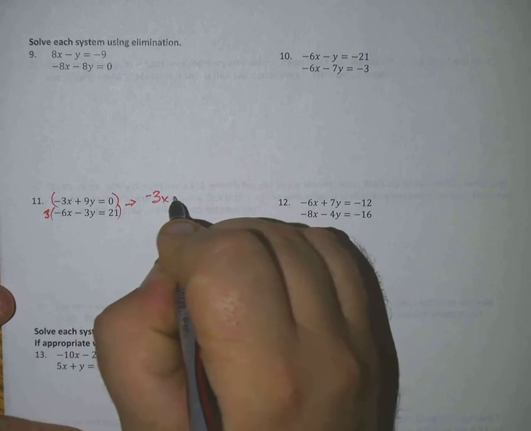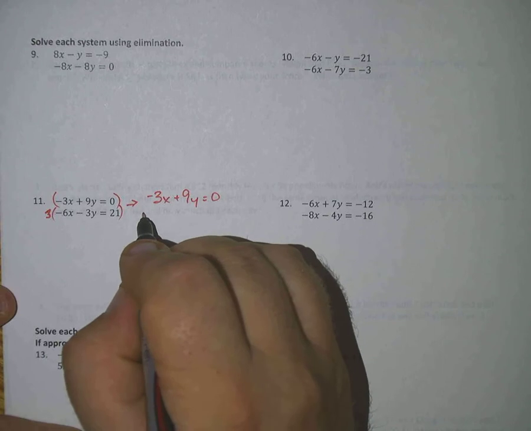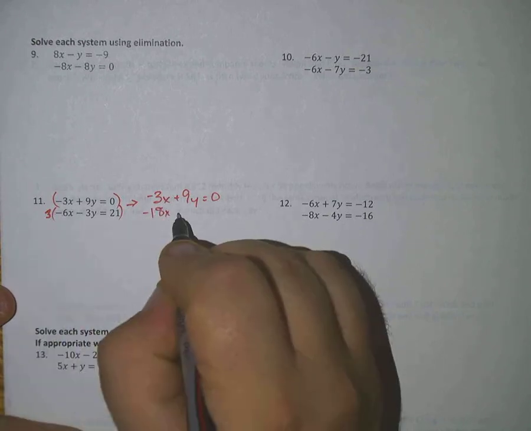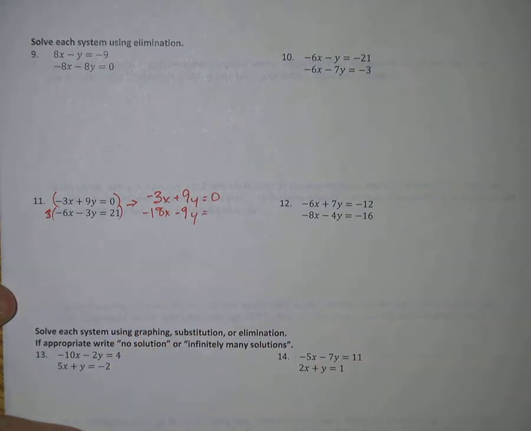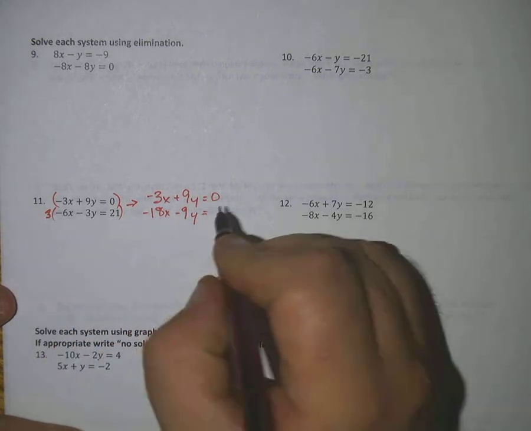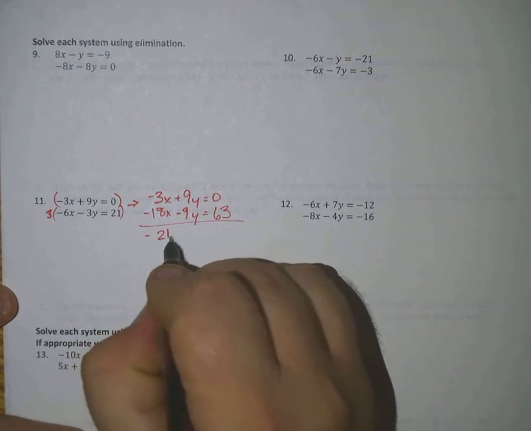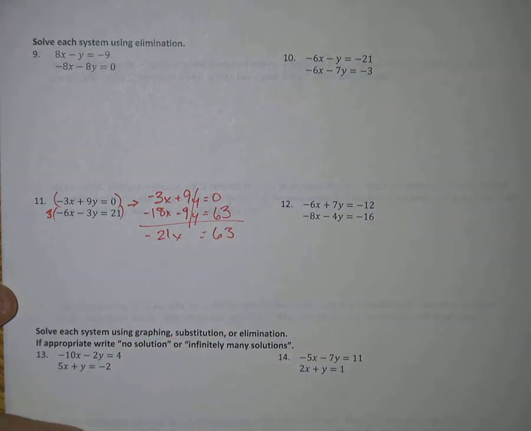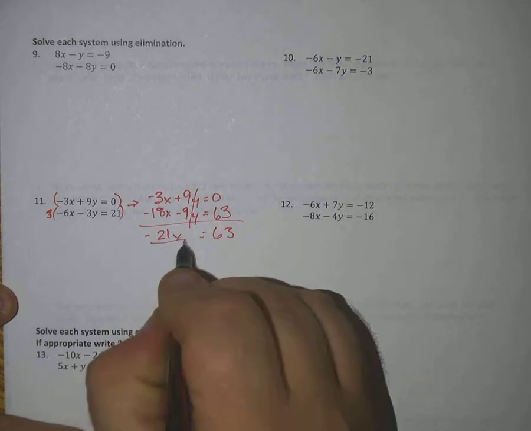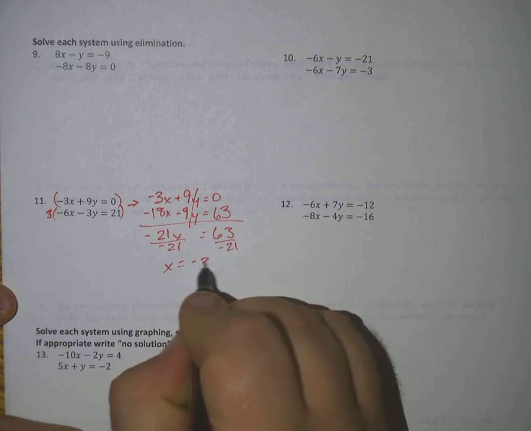I have negative 3x plus 9y equals 0. So multiplying by 3, that's going to be a negative 18x, negative 9y. That's what I wanted. I wanted those to be opposites. And now I just need 21 times 3. And so that's going to be 63. Okay, so we get negative 21x, y's cancel, equals 63. And when we divide that, so we're dividing by negative 21, and x will be negative 3.